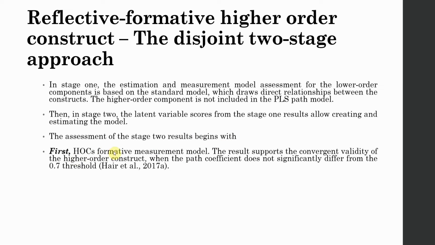First, HOCs or higher order constructs formative measurement model. The results support the convergent validity. So the first step is assessing convergent validity. How do you assess convergent validity at a higher level for a reflective formative higher order construct? What you need to do is you need to link your higher order formative construct with a global measure of that construct. Now you cannot have a global measure after you have collected the data.